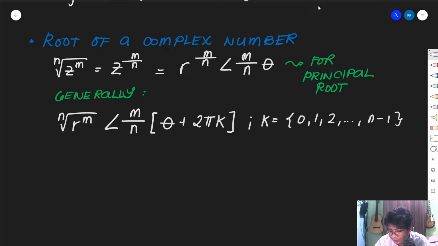And when we convert it, the equivalent in phasor form is r raised to m over n angle m over n times theta. So, this is a general rule. However, this formula is only applicable for the principal root.